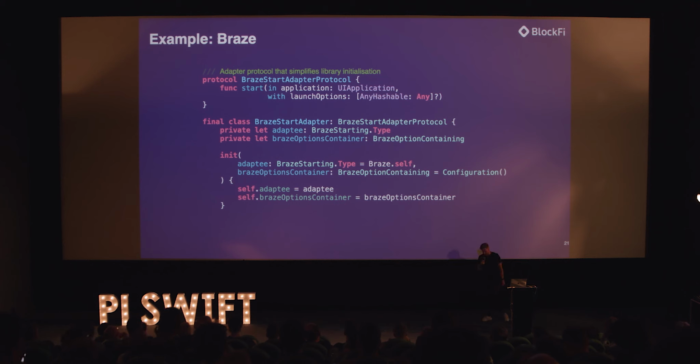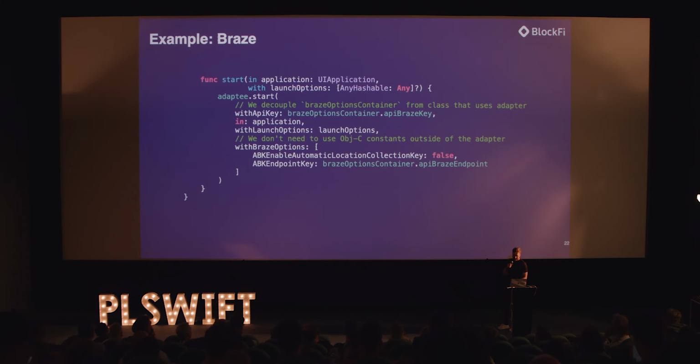So let's talk about the starting process itself. Let's make an adapter which will handle that. And this adapter will have an interface which will implement the start function, but the one without the options from Appboy. And let's have our adapter have an adaptee. And since we know that Braze or Appboy is conforming to our Braze starting type, we can inject it here, and we can inject the container. So we have all the things that we need to start the actual library.